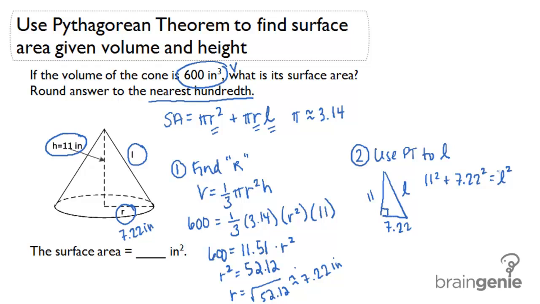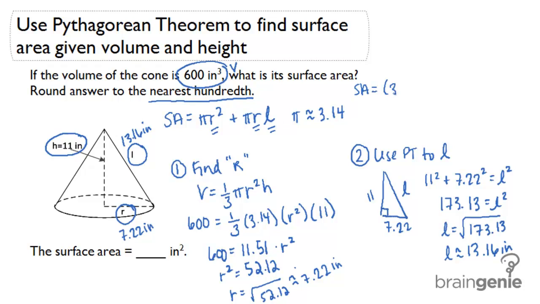So I have 121 plus 7.22 squared, and that gives me 173.13 equals L squared. So that means L equals the square root of 173.13, which is 13.16. So that's my slant height, 13.16 inches. Now let's plug into our surface area formula. I'm going to do that up here.